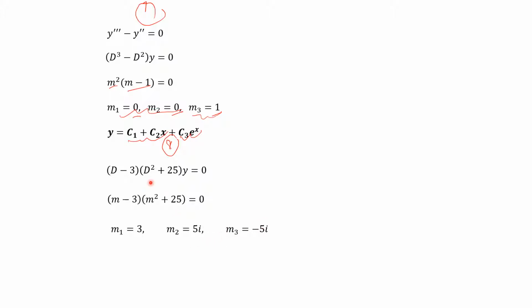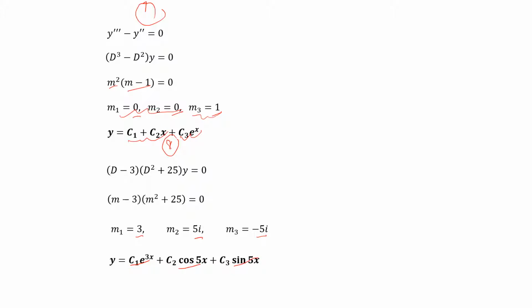Now this will be a combination of case 1, roots are distinct, and another what? Case 3, roots are imaginary. So the solution associated with 3 is real and distinct, just c1 e to the 3x. And then this is 5i and negative 5i. Therefore, there is no e, so it will be associated only with cosine 5x and sine 5x.